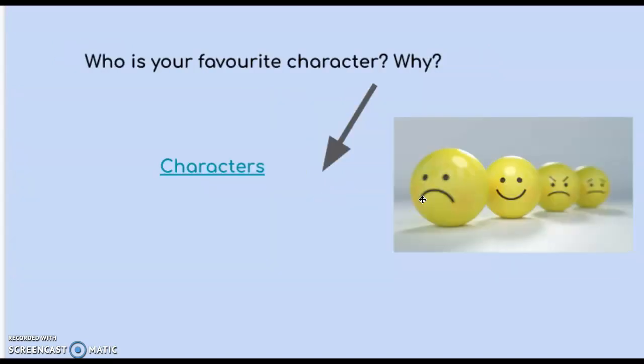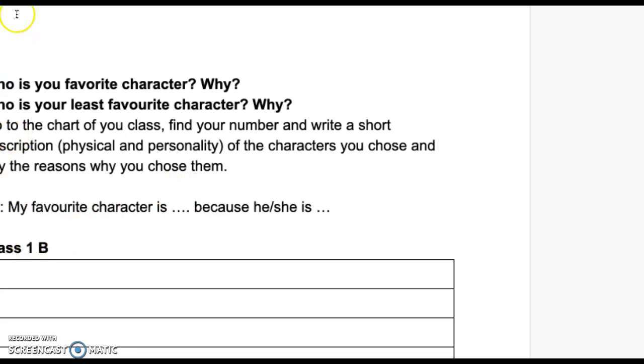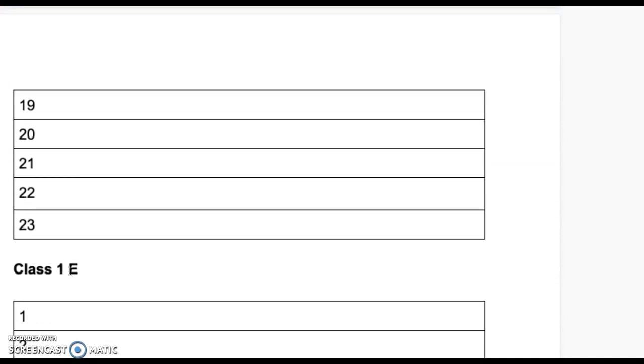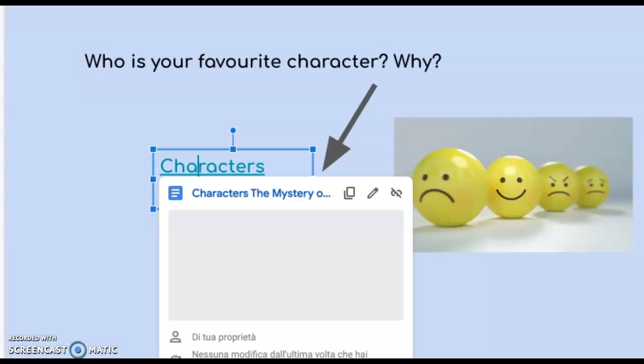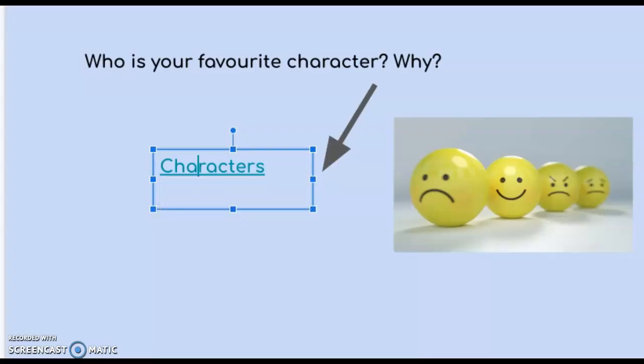When you have finished reading the book, it's your turn. And who is your favorite character and why? You click on the link here, click on this link. Go to your class, for example 1B, or if you are part of class 1E, here it is. And according to your number, you write your favorite character and you talk about him or her physically and about his or her personality.